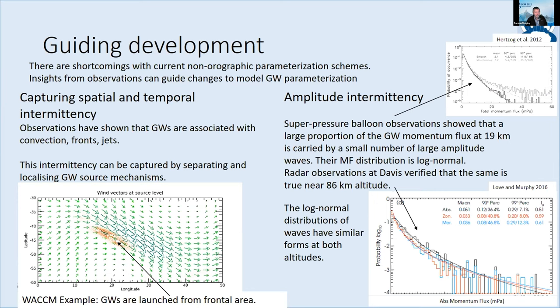The radar that we operate at Davis, which is once again part of the Angwin network, has verified that the same distribution is present near 86 kilometres in altitude. So quite a different altitude, completely independent observations, but they have distributions that have the same form. So that's an interesting thing to note in gravity wave parameterization design.